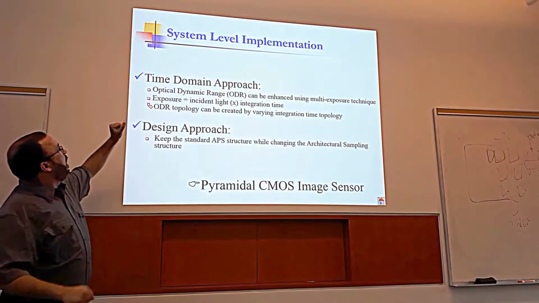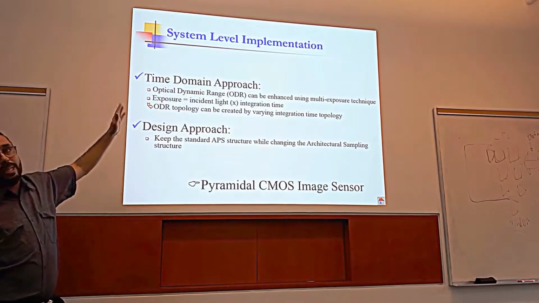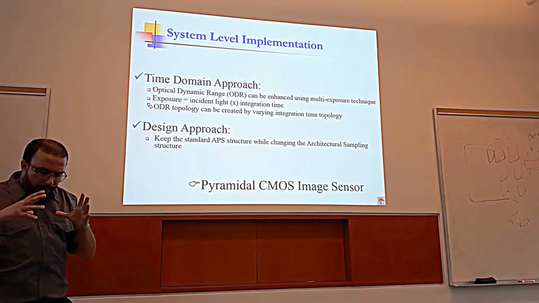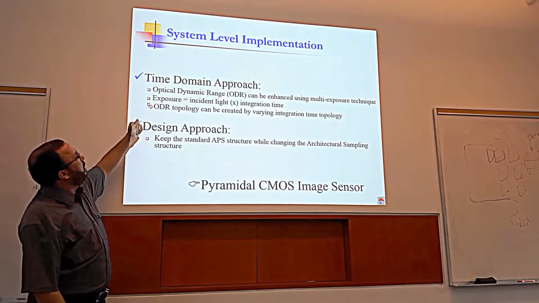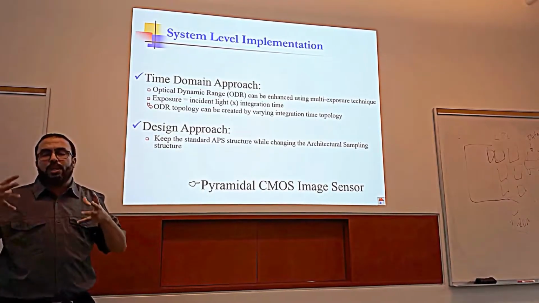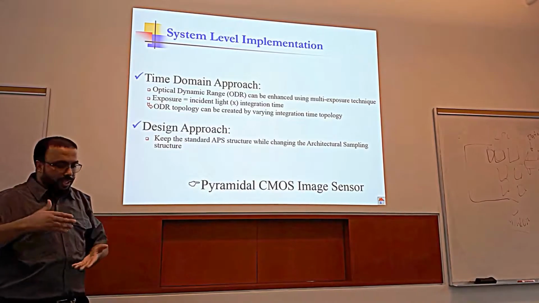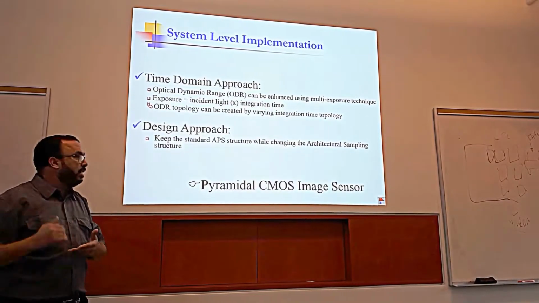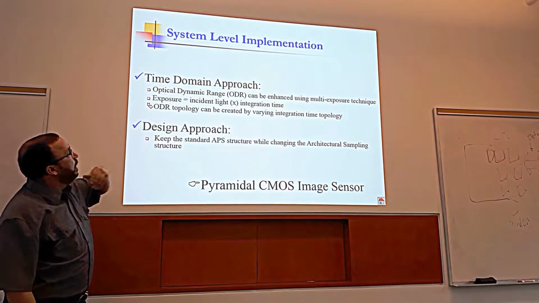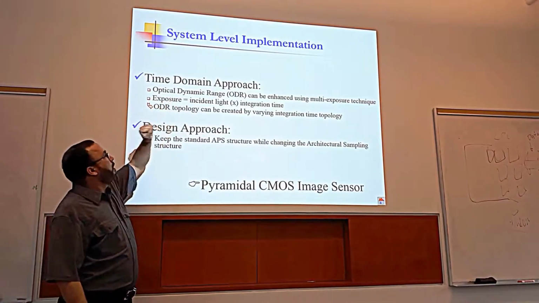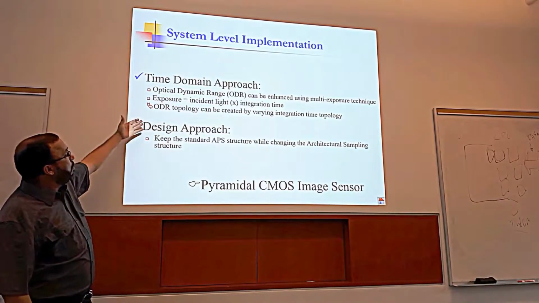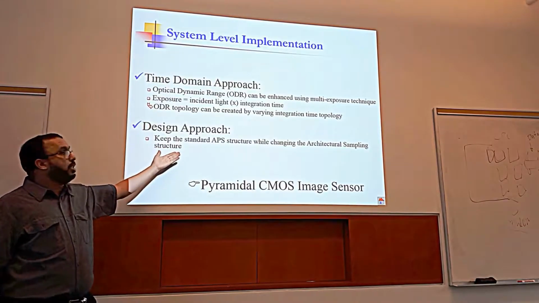Here I give you the summary of that. So for the system level, we try to acquire the image in the time domain. Basically, we try to enhance the dynamic range, which is the ability to see bright and dark spots of the image, in a foveated manner. Now I will show you that in a second. So to design it, we approach it in this way.